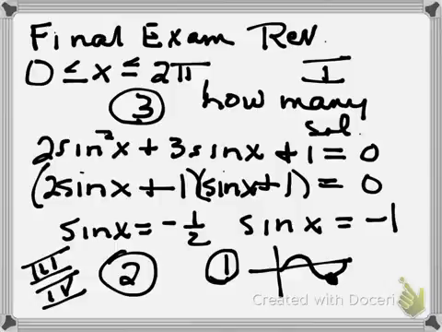How many solutions do you get? You get 2 from sine x equals -1/2, and you get 1 from sine x equals -1, a total of 3.